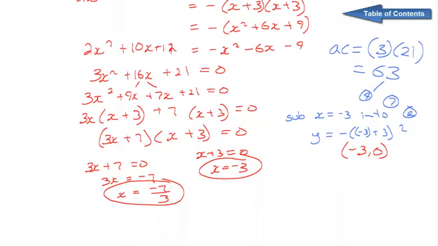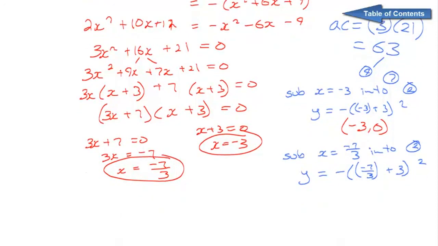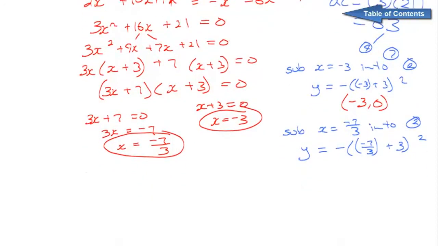Again, I'm going to write myself a little statement. I'm going to sub, in this case, x equals negative 7 thirds into equation, doesn't really matter, I'll use 2. And so I get y is equal to negative, brackets, negative 7 over 3 plus 3, all squared. Now, a little bit more complicated. So what we're going to have to do is simplify inside my brackets right here. In order to do that, I'm going to get myself a common denominator. So I'm going to put everything over 3.